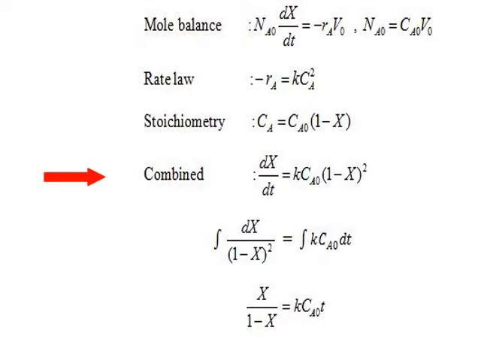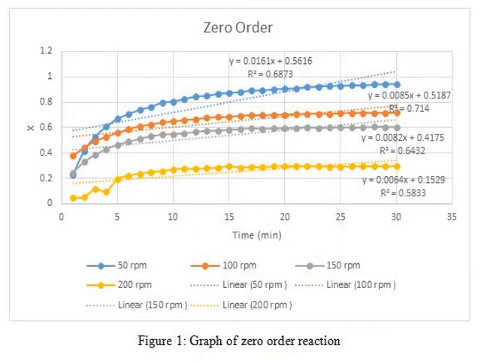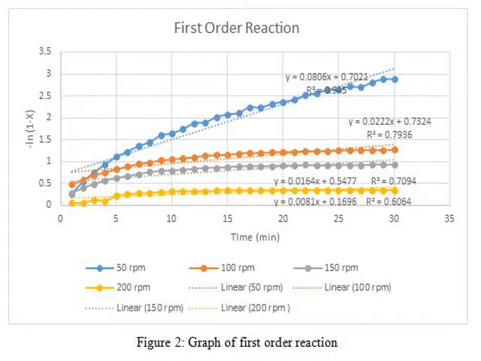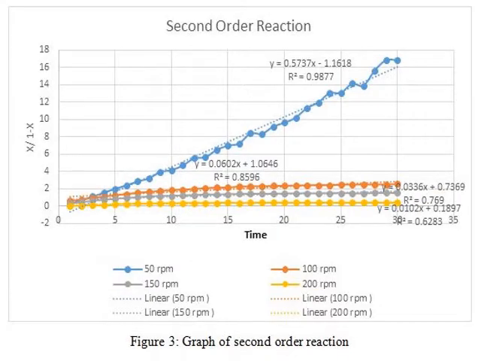Now, after we determine all of these equations, we substitute the conversion value into these equations. Then we plot the graphs. The first is the graph of zeroth order, which is x plotted against t. Now for figure 2, the graph is a plot of negative ln(1 minus x) against t. For the second order graph, which is in figure 3, x over 1 minus x is plotted against t.